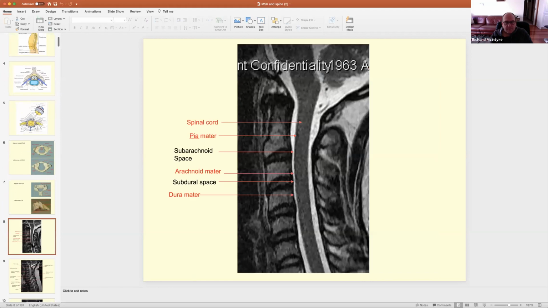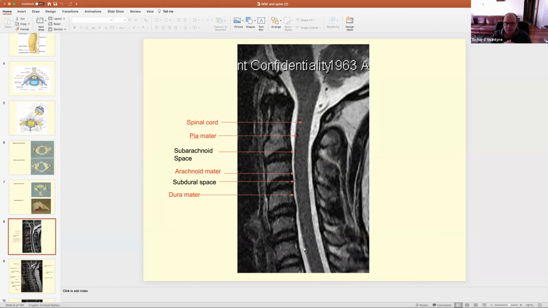All right. So how does that look on a T2 weighted image of the cervical spine? We've got the spinal cord. If we're in the cervical spine, we'll see the spinal cord. We know the cord goes down to about T12-L1.